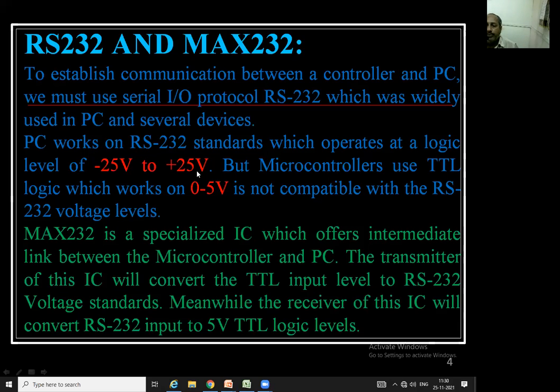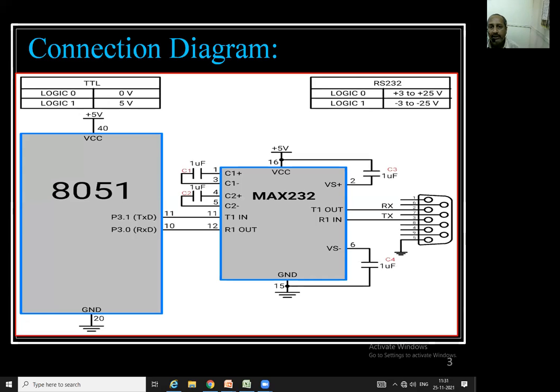The operating voltage level of the RS-232 standard is the range between -25 to +25. But our microcontroller works on 0 to 5 volts. So that is not compatible. To make it compatible, to make communication happen between these two, we are supposed to use one IC, and that is the MAX232, and that is what is shown in this diagram.